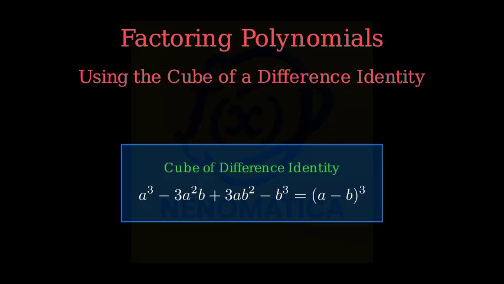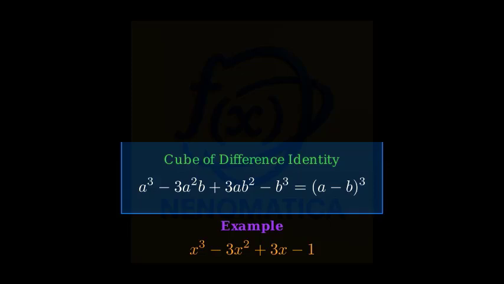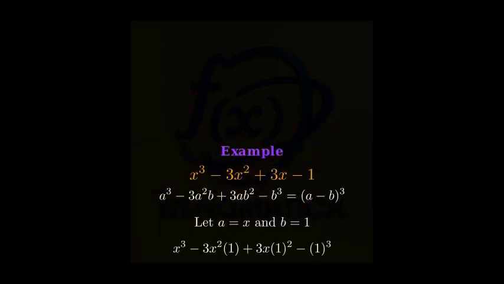Let's look at our first example. We need to factorize x cubed minus 3x squared plus 3x minus 1. Let's compare this with our identity. If we set a equal to x and b equal to 1 in the expanded form of our identity, we get x cubed minus 3x squared times 1 plus 3x times 1 squared minus 1 cubed, which equals x cubed minus 3x squared plus 3x minus 1.